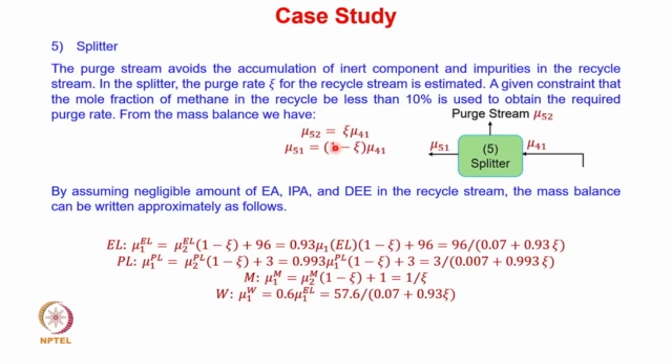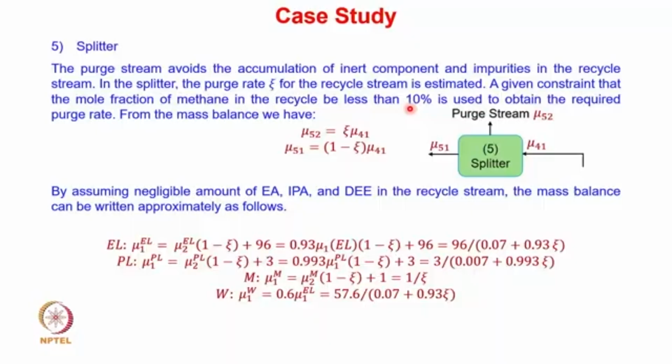In this case, we can write down the mass balance considering the recycling of different components, and then we impose the constraint that the percentage of methane should not be more than 10%, isn't it? So with this we can calculate. So let's look at the mass balance here. If we look at the ethylene in the feed, remember, ethylene in the feed. So this is nothing but mu1 EL.